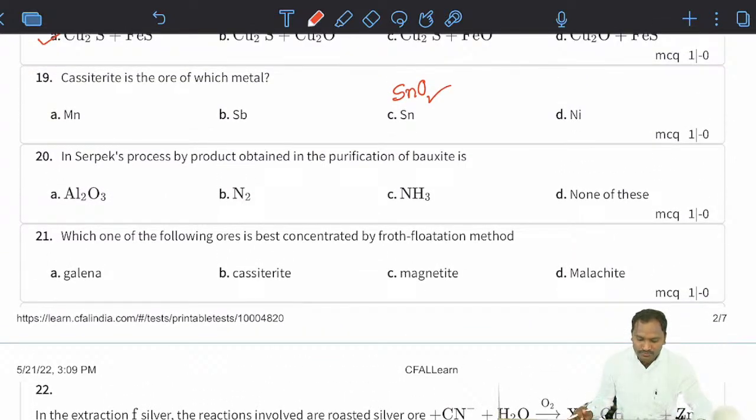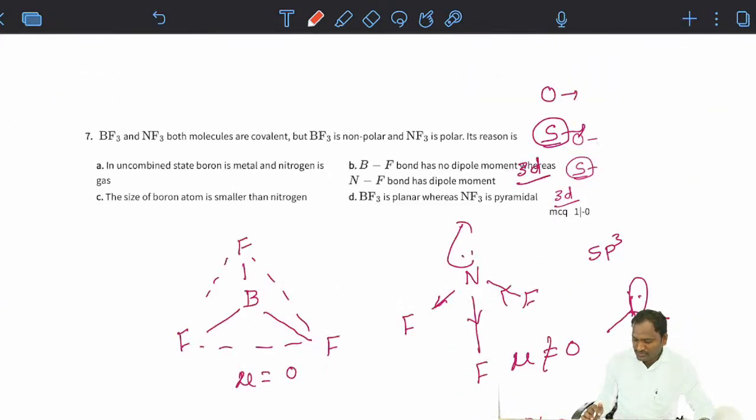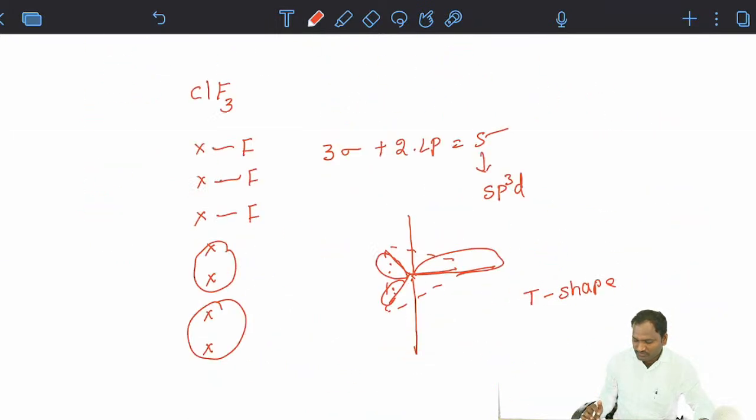Next one, in Serpeck's process, byproduct obtained in the purification of bauxite is. First of all, what is Serpeck's process? It is used for bauxite ore if it contains silica as major impurity. So here what we are using, in this process, Al2O3, coke plus nitrogen we are adding.